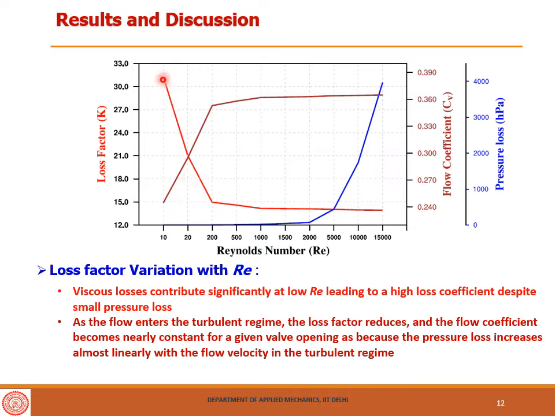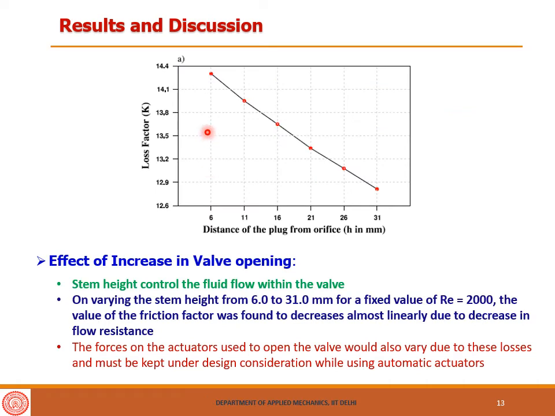So this creates a large loss factor which is observed in the laminar flow, whereas as the flow approaches the turbulent regime, the pressure loss varies almost linearly with velocity, so it decreases the loss factor despite the increase in the pressure loss within the valve. So this causes a reduction in the loss factor in the turbulent regime, and it becomes almost constant after a certain Reynolds number.